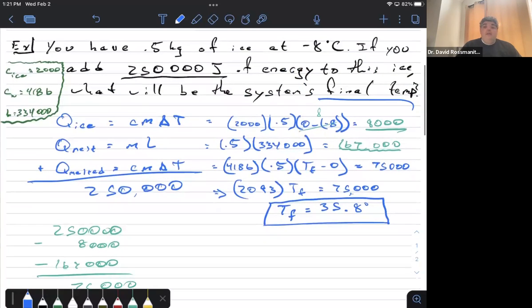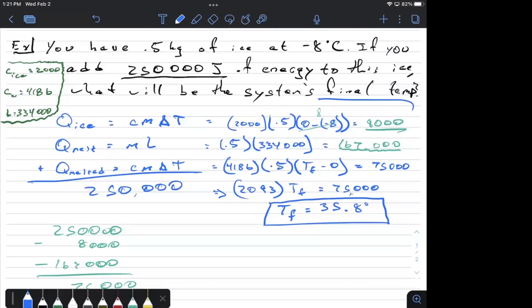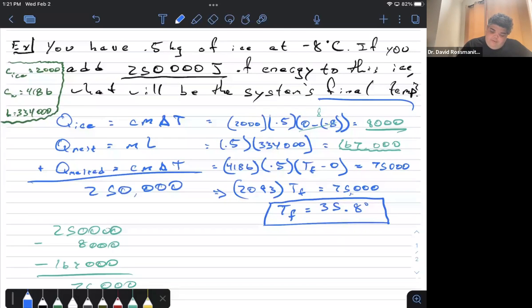Given a certain question, you have to use the 2093 for water, which is 4186 times 0.5. Yeah, so the 2093 came from 4186 times 0.5 times TF. I just multiplied the 4186 times 0.5 times TF, and that gave me 2093 times TF. And on the right side of the equation, of course, is how much energy do I have here, this Q, to be able to use?